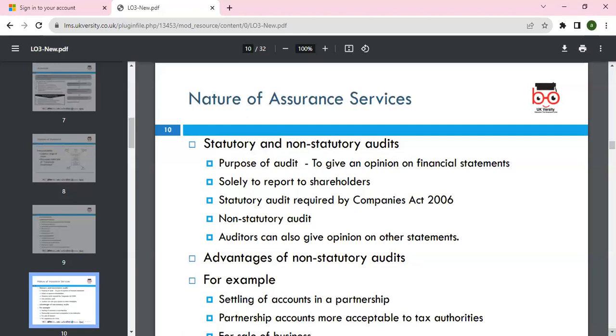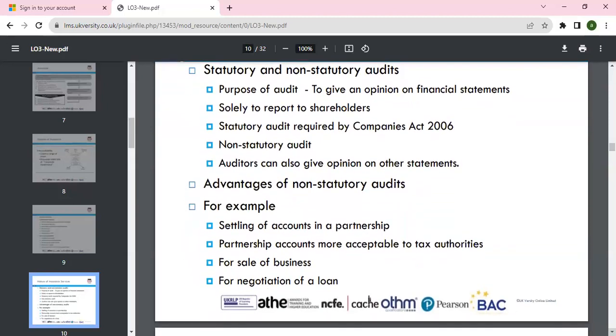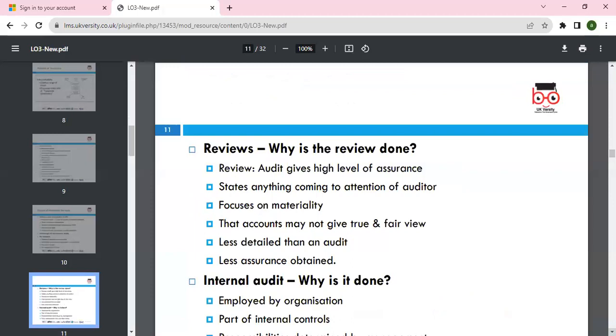So the levels of assurance services are statutory, which is by law, and non-statutory audit. The purpose of the audit is to give an opinion about the financial statements, solely reporting to the shareholders. A statutory audit is required by the company, and in a non-statutory audit the auditors can give an opinion on other statements. The advantage of a non-statutory audit, which is not required by law but you can do it, is that it helps you get results quickly, instead of waiting for the statutory audit at the end of the year, within 15 to 18 months. Also, the accounts of a partnership are more acceptable to the tax authorities, and for the sale of a business and negotiation of a loan, that can be reviewed.